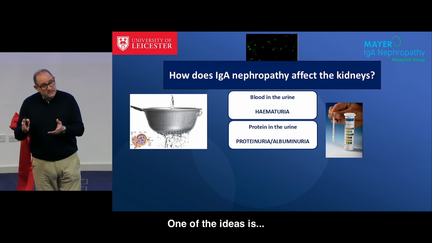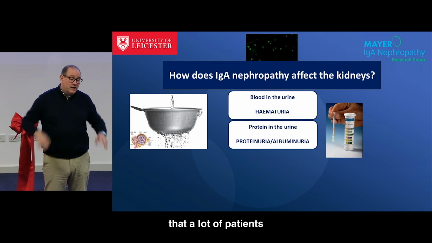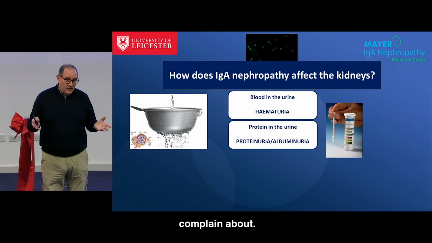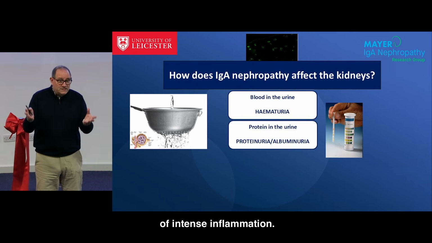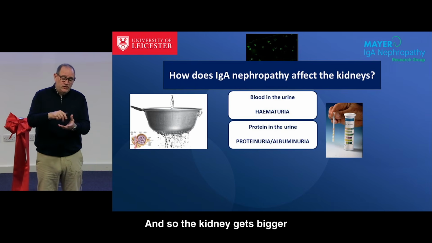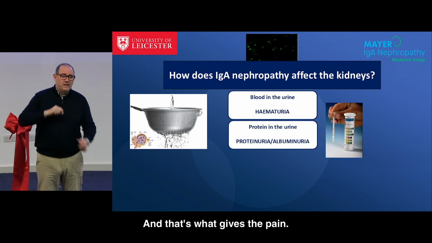One of the ideas is that the loin pain, the pain here that a lot of patients with IgA nephropathy complain about, is because the kidney is going through a temporary period of intense inflammation. And so the kidney gets bigger, it gets swollen, and that's what gives the pain.